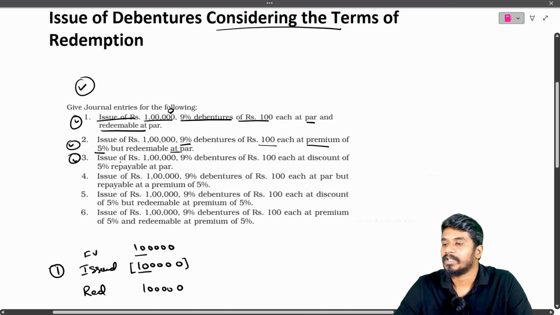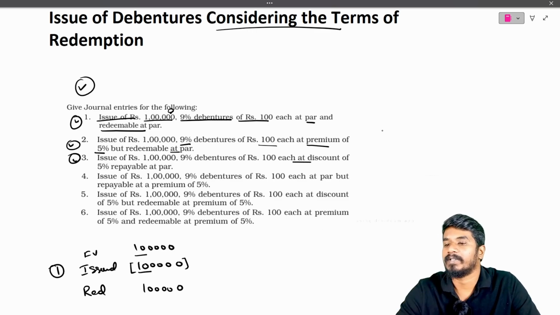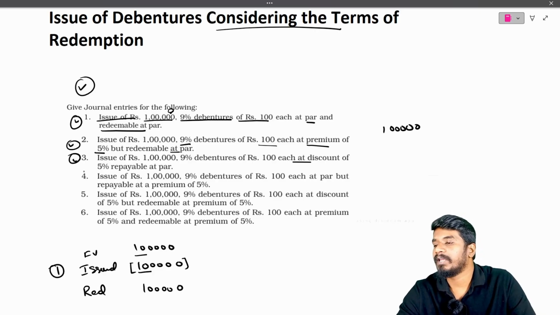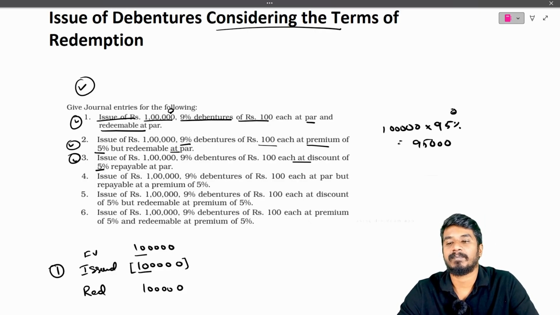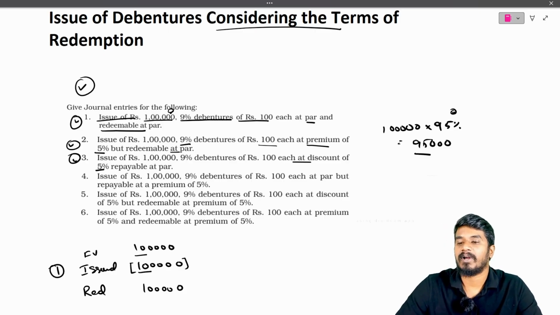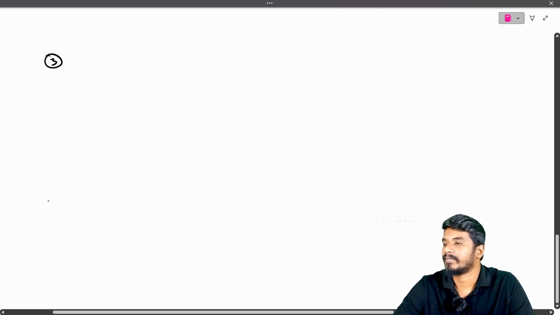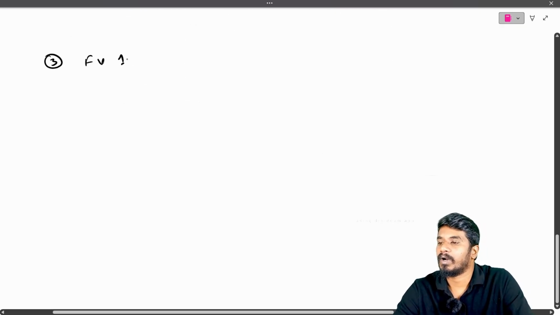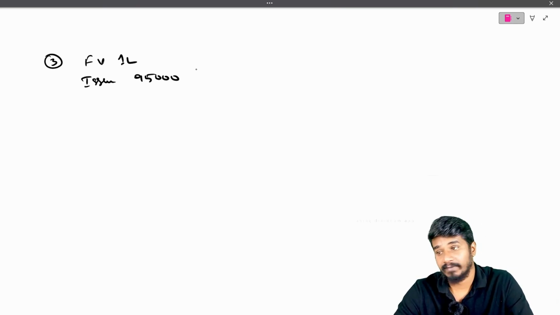Third case also, issue of rupees 1 lakh of the same 9% debentures issued at discount, which means 1 lakh worth of debentures issued at a discount of 5%, which means into 95%. If you do, you will get 95,000, because we are giving 5% discount, right? So this amount we will receive. Correct. The third case, so face value is 1 lakh and issued at 95,000, because we have given a discount. If you want, I'll write the calculation.